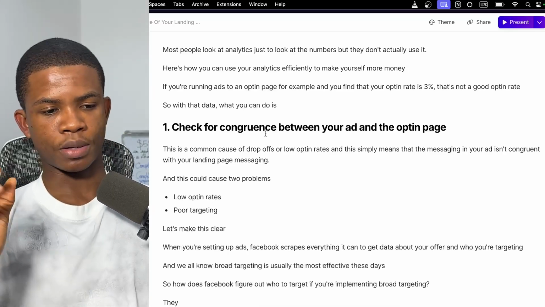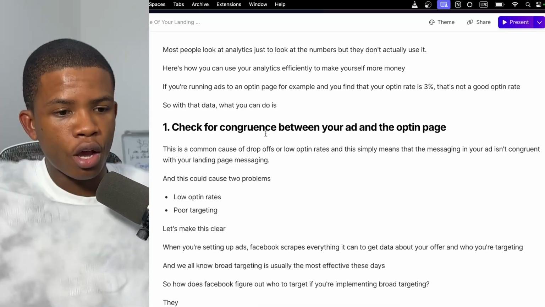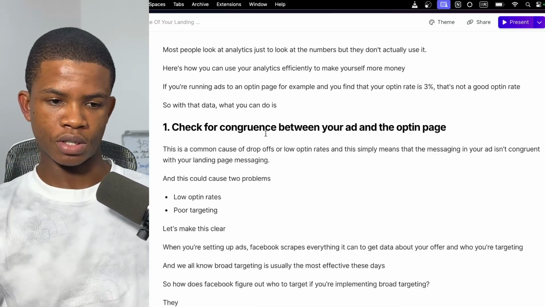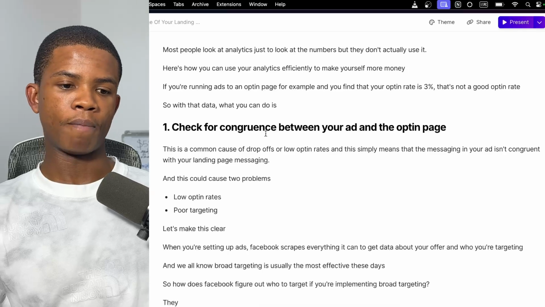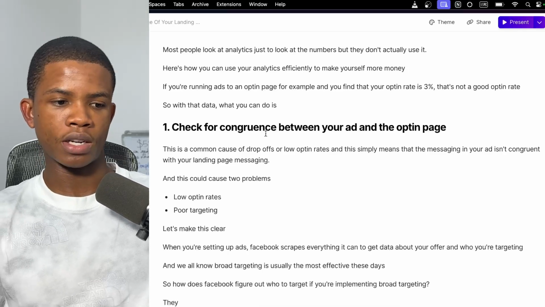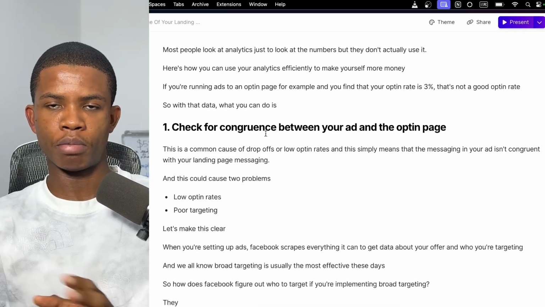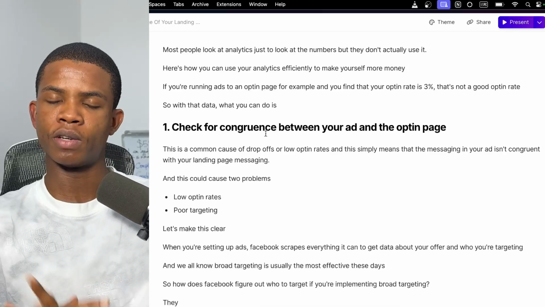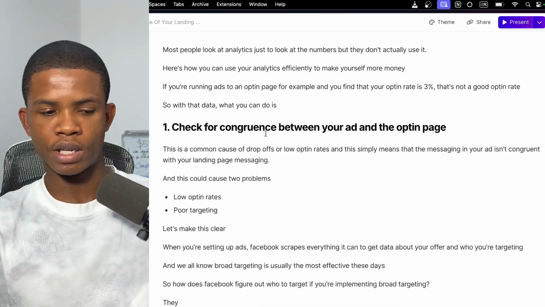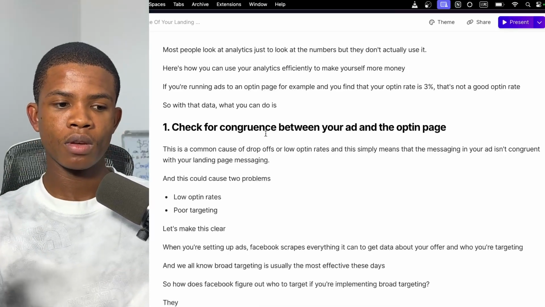Because congruence is a big cause of drop-offs or low opt-in rates, and what this simply means is that the messaging in your ad isn't resonating with the landing page messaging. It's not congruent with the landing page messaging, and this is going to cause 2 problems. Number 1 is low opt-in rates and poor targeting.